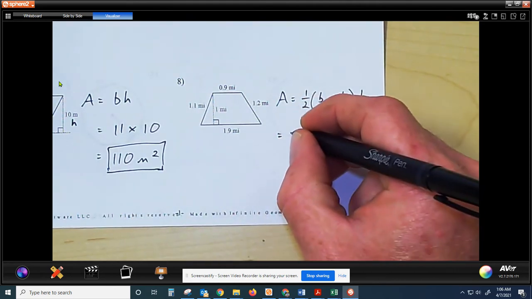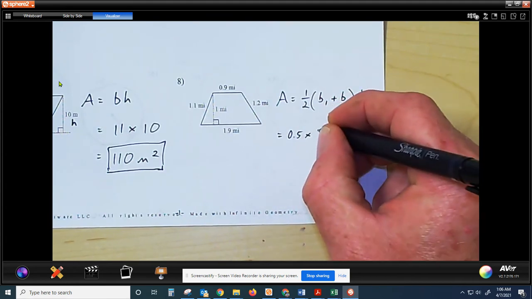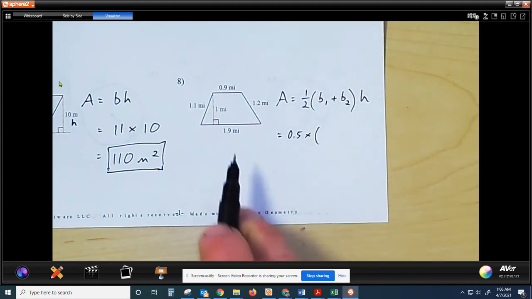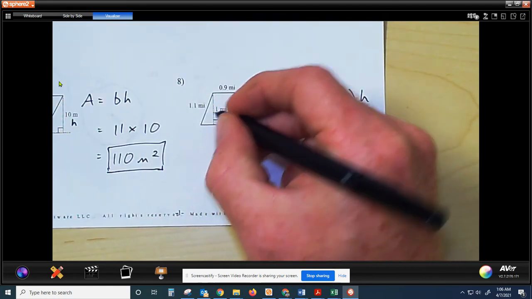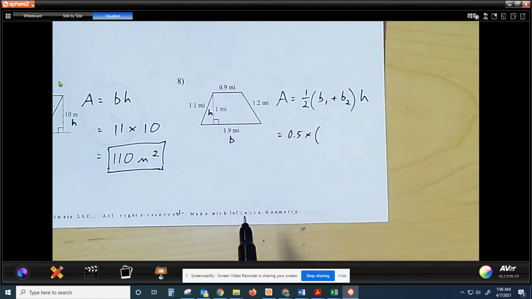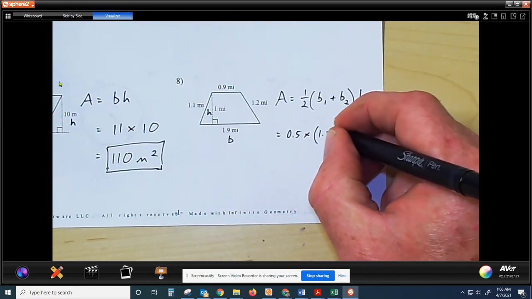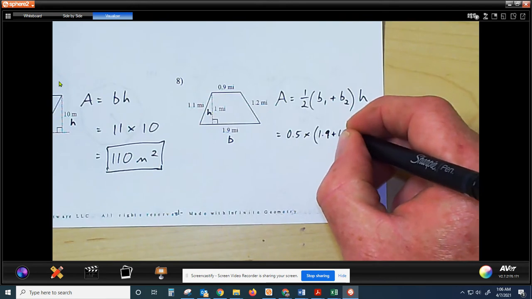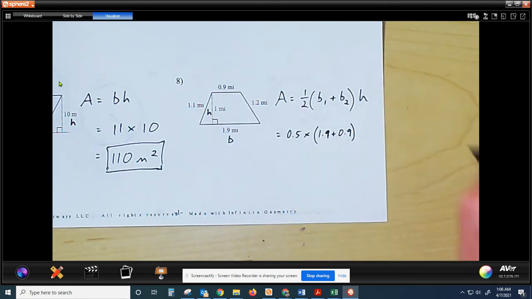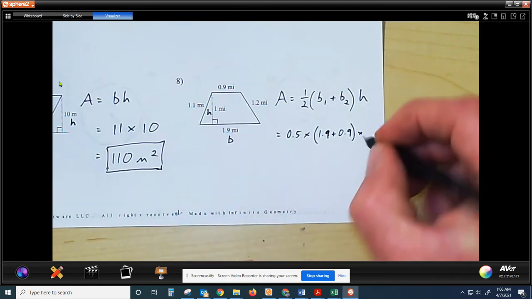It is equal to 0.5 times, I would put these in parentheses, add these two together. This is my base, and this number is my height, with the dashes. Okay, so that's 1.9 plus 0.9, close parentheses, and times the height, which is a 1.